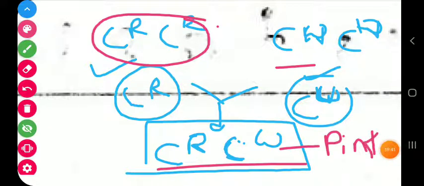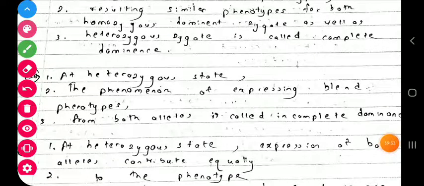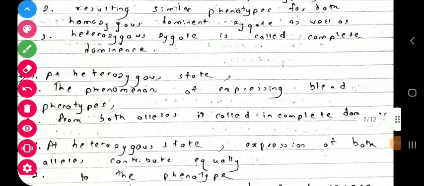So this is not what you expect normally, right? Only in incomplete dominance do you get this. So once again, at heterozygous state, the phenomenon of expressing blend phenotypes from both alleles is called incomplete dominance. You can see there was a mixture, a different color formed, because it's intermediate to the two colors.